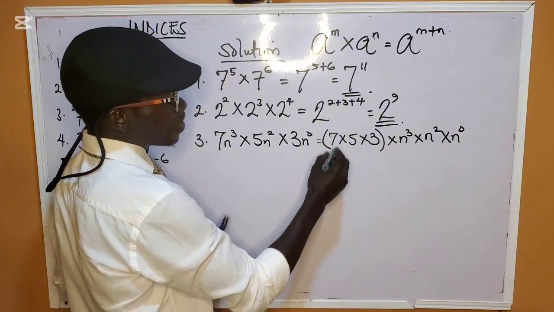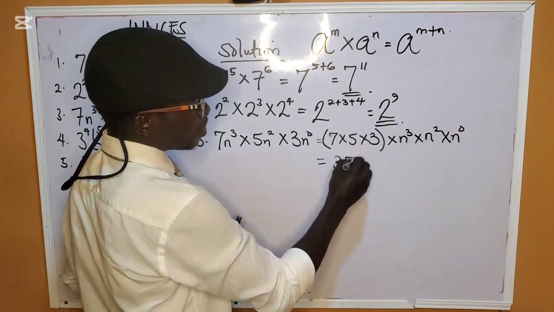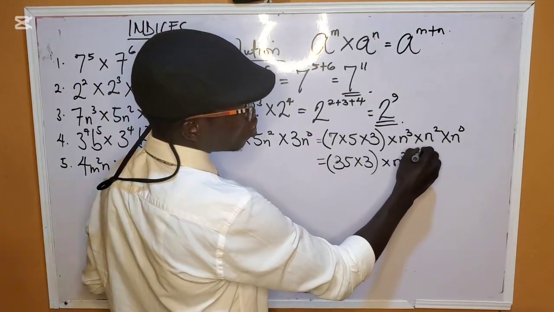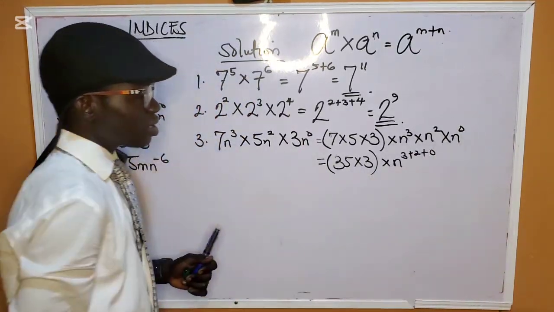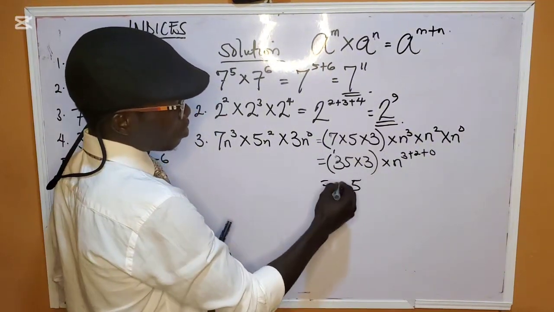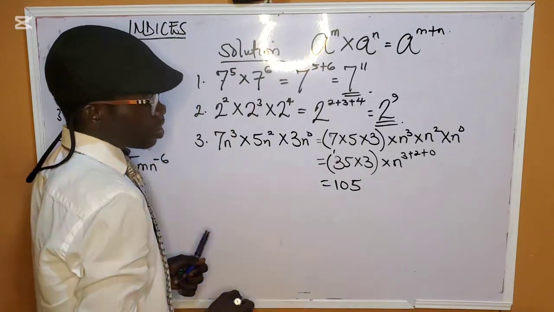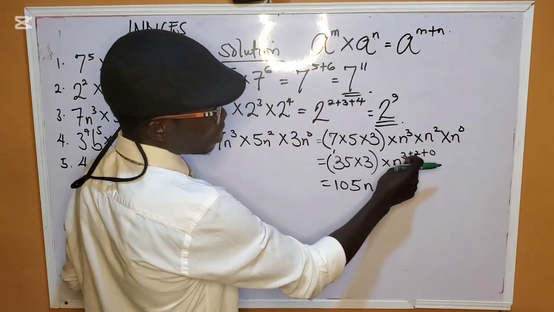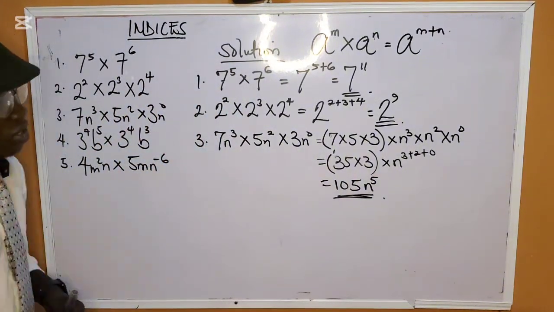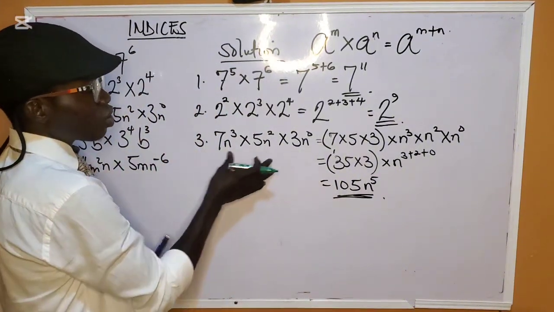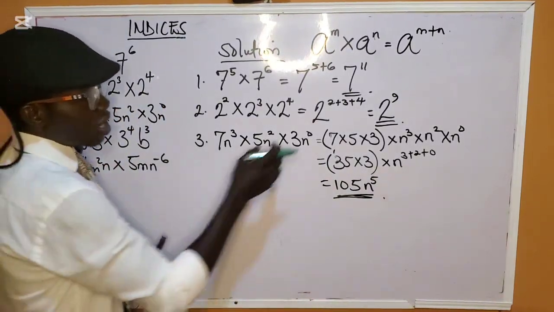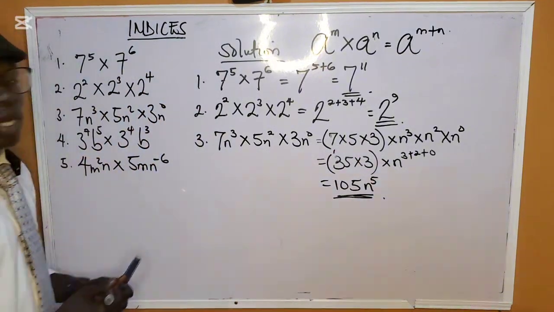So this is 7 times 5, that is 35, multiplied by 3, and multiplied by n, 3 plus 2 plus 0. We are adding the powers. So now, 35 times 3 is 105, and 3 plus 2 plus 0, that is 5. So this is our answer. So in some cases, we can have coefficients. We just need to multiply the coefficients, then we take the n's together. We add up the powers, and we are going to arrive at our answer.